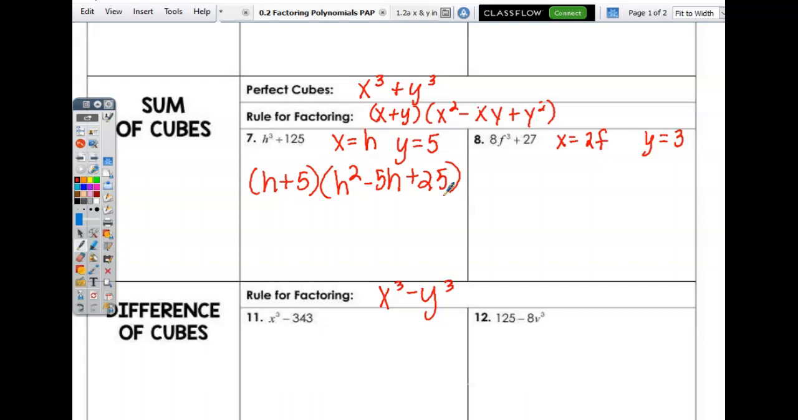On the next one, x plus y, that's going to be 2f plus 3. So here's the only place where I see some mistakes. I want x squared. My x squared this time is 2f. So when I square that, 2 times 2 is going to be 4f squared. And then a minus x times y, so I'm going to get 6f. And then y squared is 9.